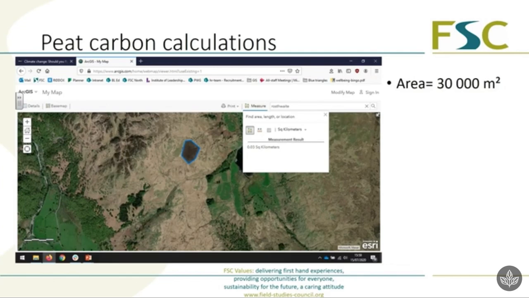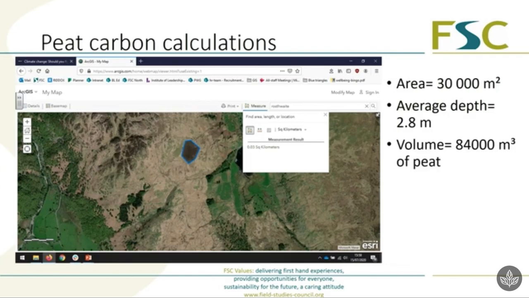So to work that out into a volume, I take my average depth, which across the whole of this peat bog is 2.8, and multiply those together. So the volume is 84,000 cubic metres of peat in that one small peat bog.